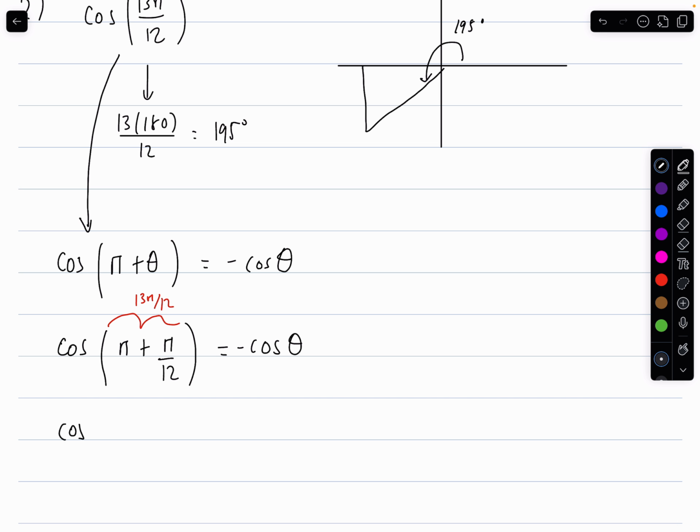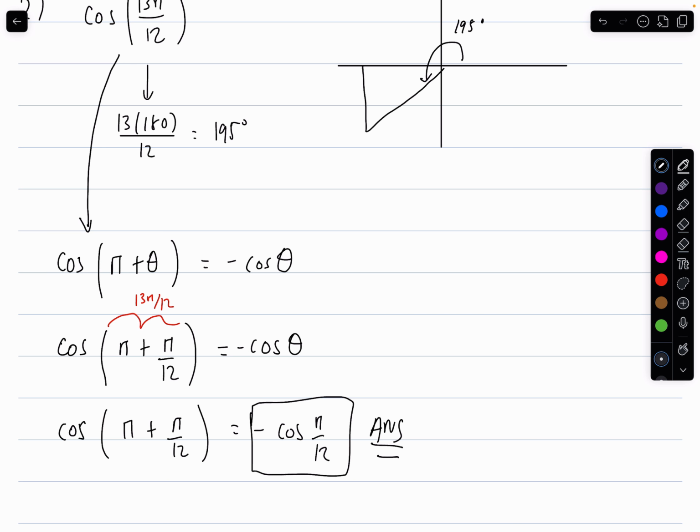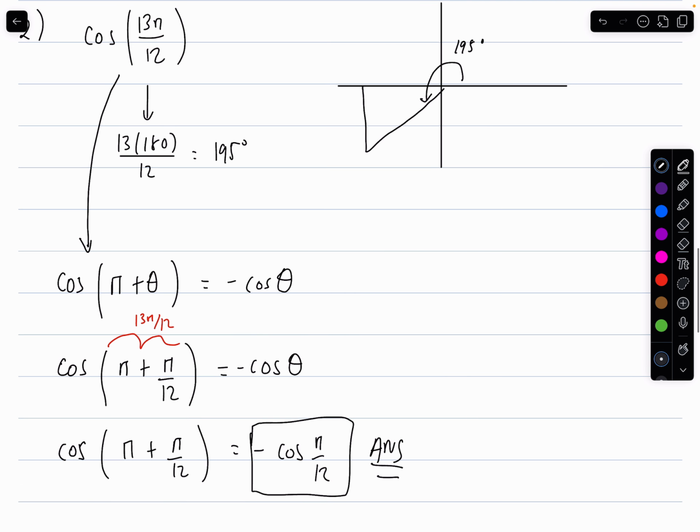So the real question is, how did we find the pi over 12? Well, that was just mental math, because we need that pi over 12 for putting it over here. And this right here would be our answer. Okay? So in this case, some people might look at this and say, okay, how did you know to do the mental math like that?